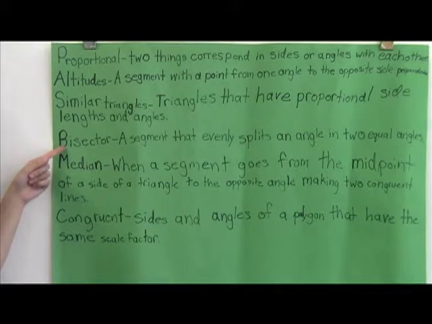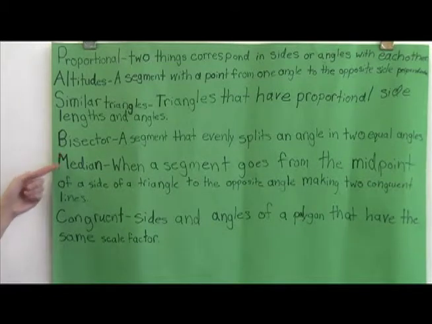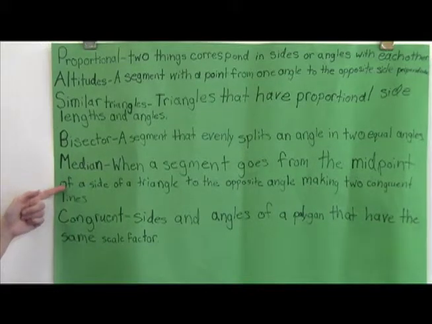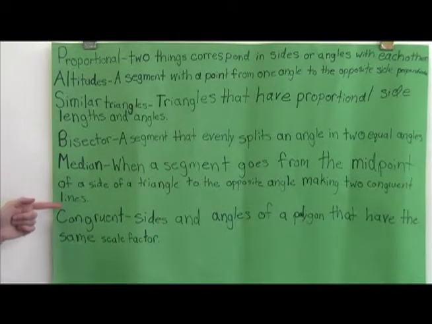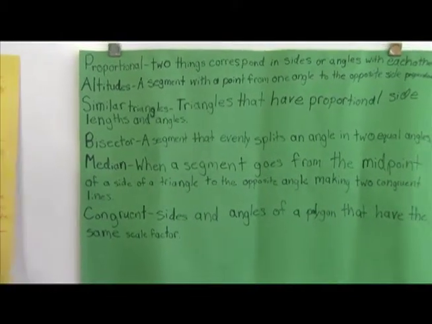Bisector: a segment that evenly splits an angle into two equal angles. Median: when a segment goes from the midpoint of a side of a triangle to the opposite angle, making two congruent lines. Congruent: sides and angles of a polygon that have the same scale factor.